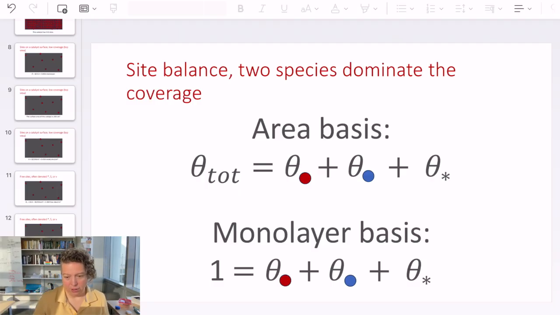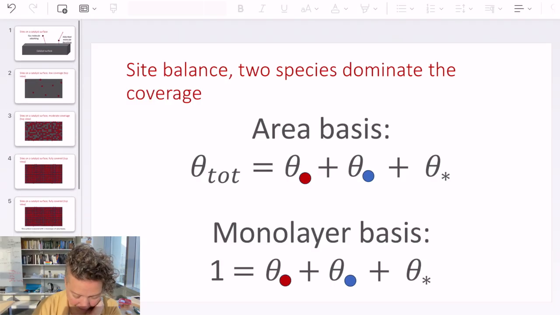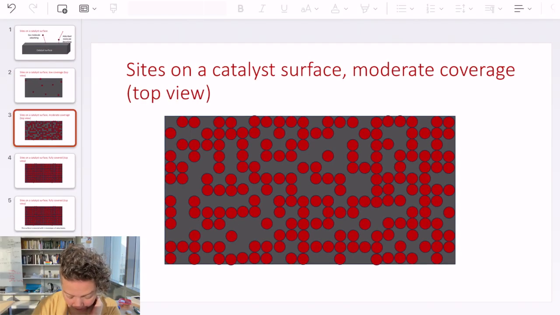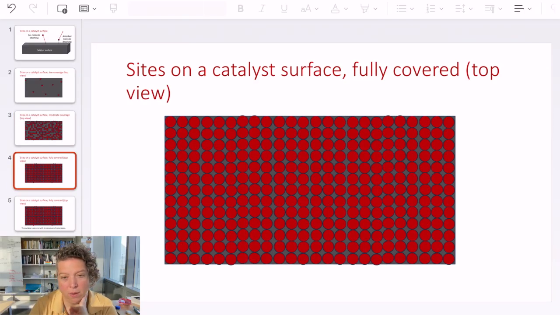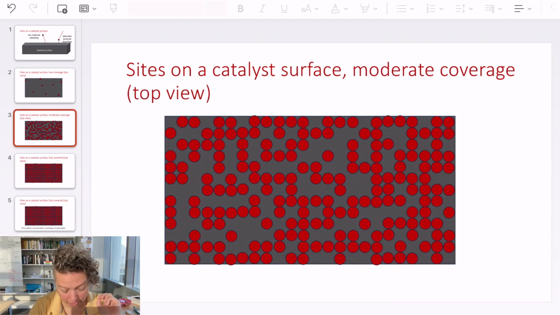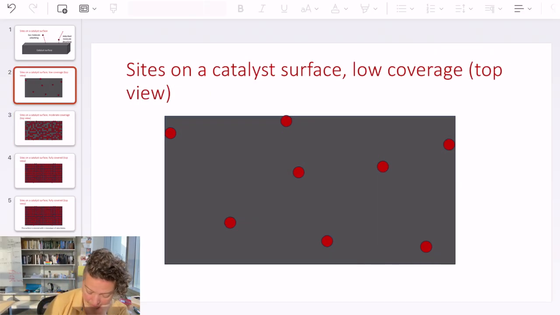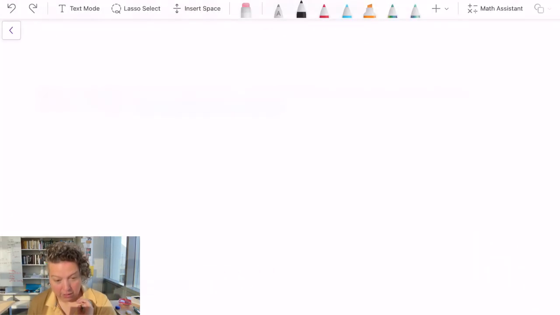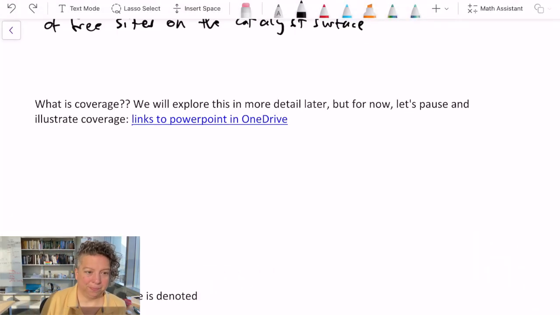Okay, so that's coverage. I can have low coverage situations, I can have moderate coverage situations, I can have very high coverage situations. Coverage is the concentration of molecules adsorbed to the surface, and what I'm interested in is what's left on the surface, so the sites without molecules in them, so the gray regions, for example, in this picture and that picture, that is where the reaction can occur.